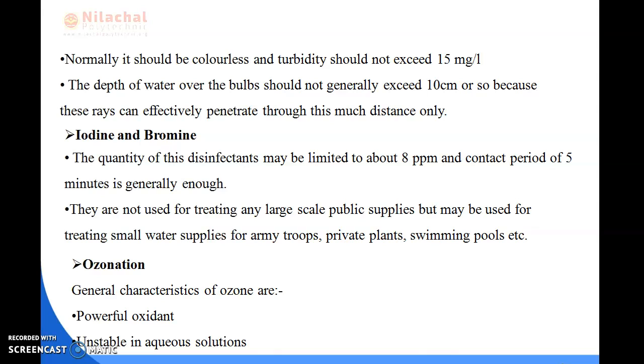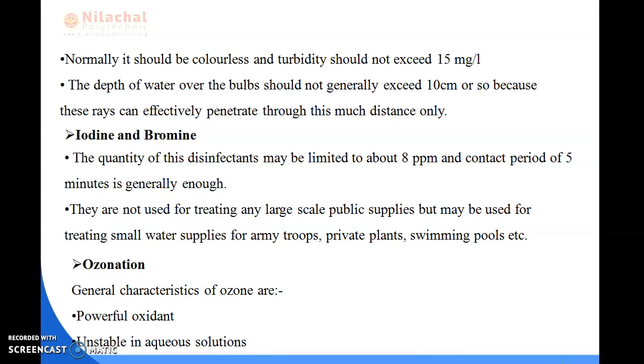Okay, so we can also say that iodine and bromine are mixed with the water. Some quantity, about 8 ppm of iodine and bromine, is added to the water, and a contact period of about 5 minutes is enough. And this iodine and bromine treatment is not only for large scale supplies, but mainly it is used in small water supplies, that is in swimming pools, private plants, and army troops.